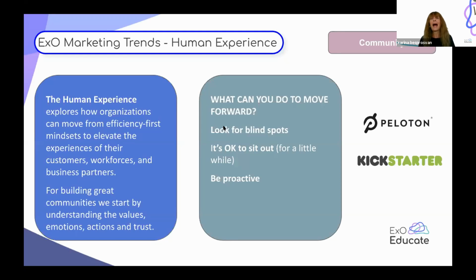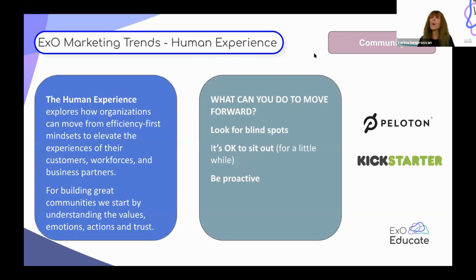looking for. And for building really great communities, and here all the attributes and all the trends are starting to be related, we need to understand the values that we have as a company and we want to show to everybody, the emotions that people have when they are buying or using our products or services. What emotions are we trying to fix or to gain? What are the actions that people are doing, and the trust? Are we delivering? Are we transparent with what we offer and what we're trying to achieve?